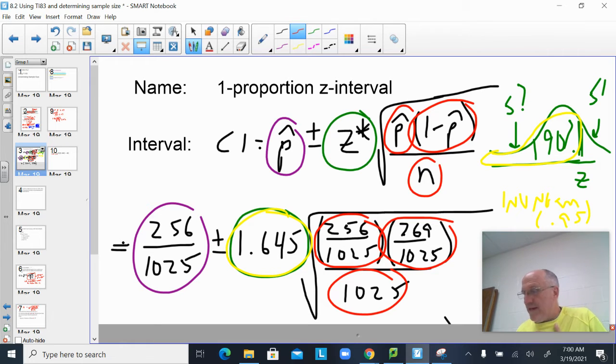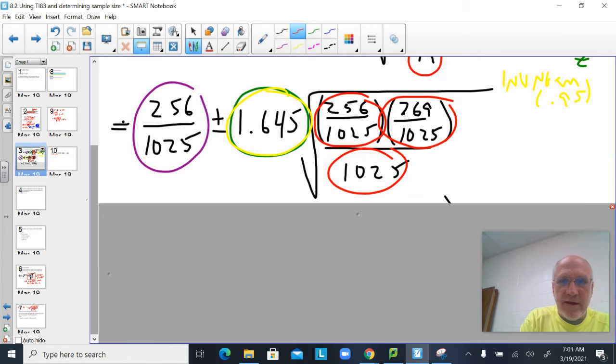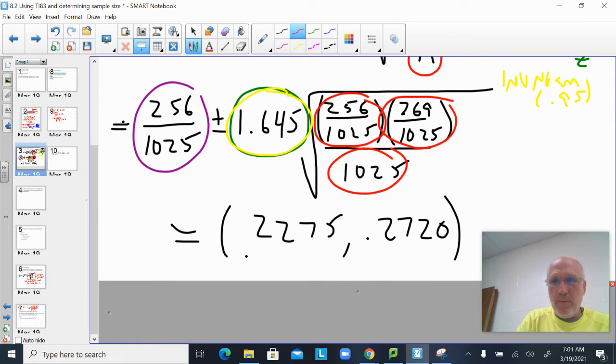What I did the first time on my calculator is I typed in that whole equation, carefully with parentheses and square root. I did it first with the minus sign, and then I went back and did it again with the plus sign, and I got the interval from 0.2275 to 0.2720, which does turn out to be the right answer.